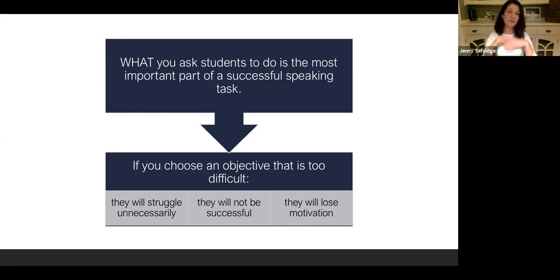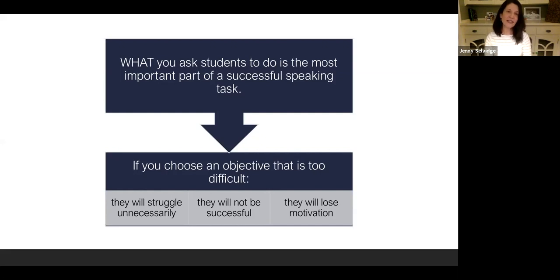You could have the best speaking activities. You could have really engaging activities and really have done well to get them interacting. But if the objective is too difficult, then it doesn't matter. It's not going to be successful and they won't learn. If you choose one that's too difficult, your students will struggle unnecessarily. It's a little harsh to say they will not be successful, but they may not be successful. And then they may lose motivation.